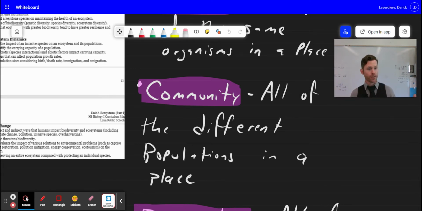So the humans within the building, the flies that get in through the windows, the little microbes that are crawling all over everything, the spiders and the mice, all of the living things within this building are part of the community of Lynn English High School.